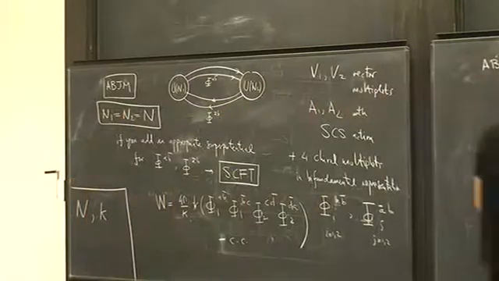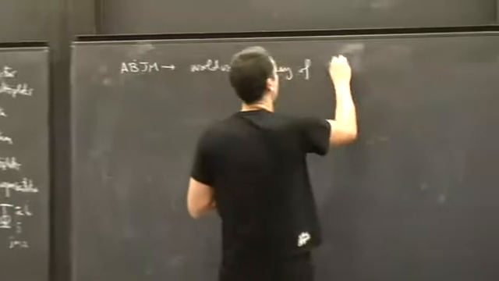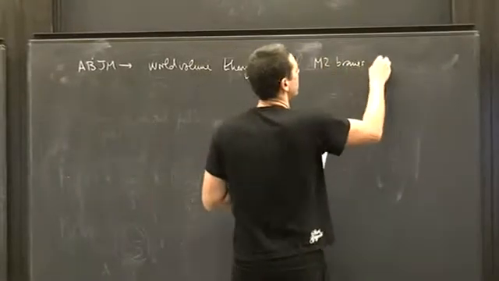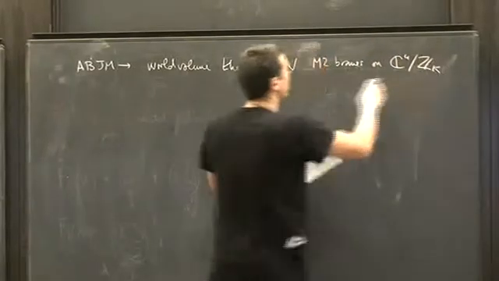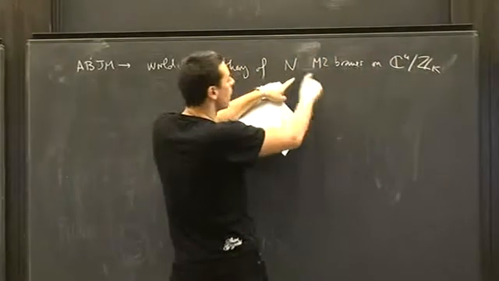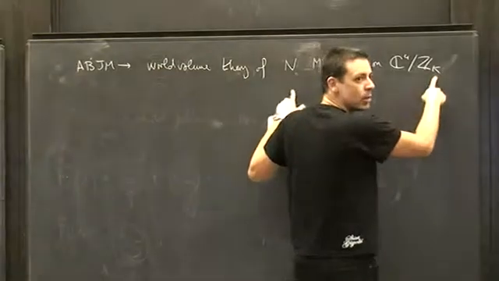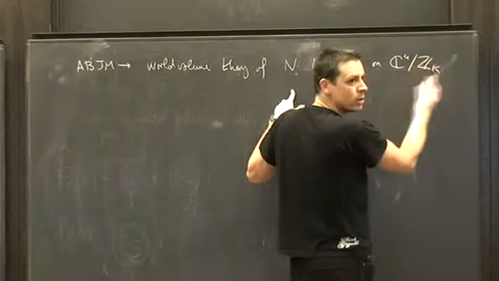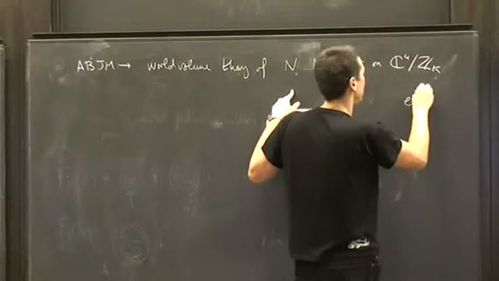Now, the basic insight of these people is that this was the theory of N M2-branes on C4 mod Z_K. So here you see the interpretation of these parameters. Here N is the number of M2-branes, and K is a purely geometric parameter. It is just a Z_K action on C4, which is this kind of orbifold quotient by e to the 2 pi i over K.